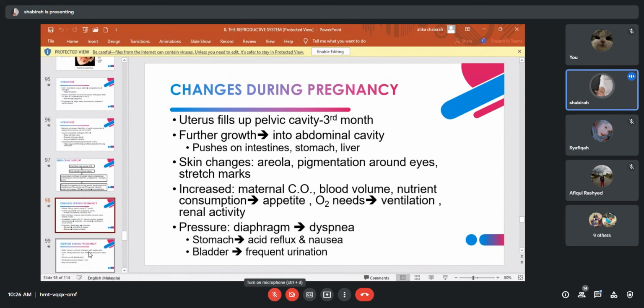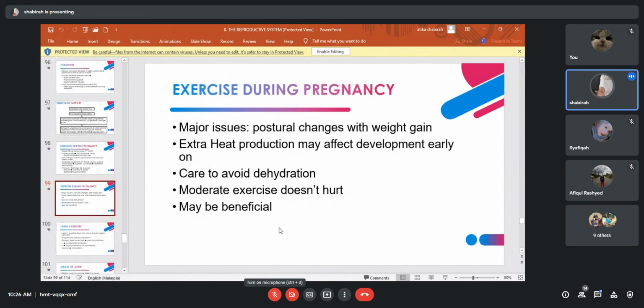Okay. Next, exercise during pregnancy. Major issues, posture changes with weight gain, extra heat production may affect development early on. Care to avoid dehydration. Moderate exercise doesn't hurt, may be beneficial.